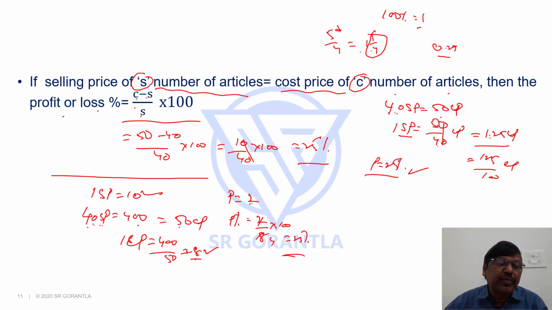So I told you 3 different approaches: shortcut, example, logic, right? So this is how you can solve different types of profit and loss questions.